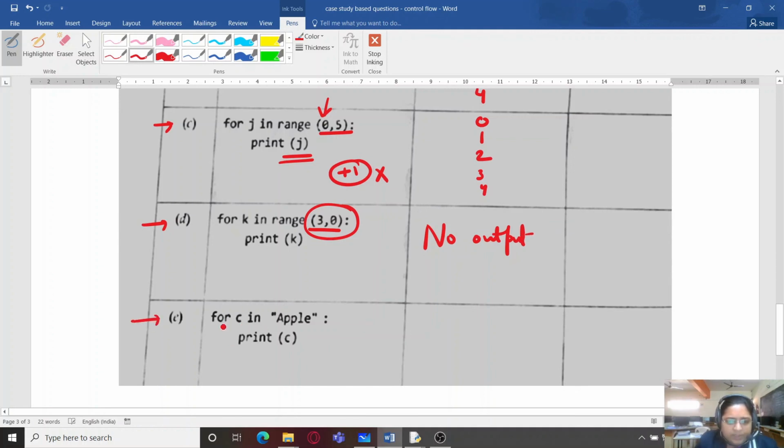Last one, for c in Apple. We can see that this is a string object which is given here, and for c, that is c represents each character within this string object, so it would be printed in this way. That is, every character will be printed on a separate line.